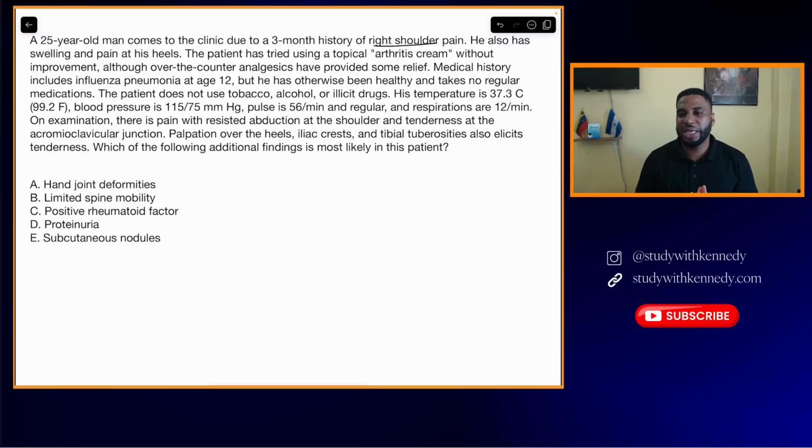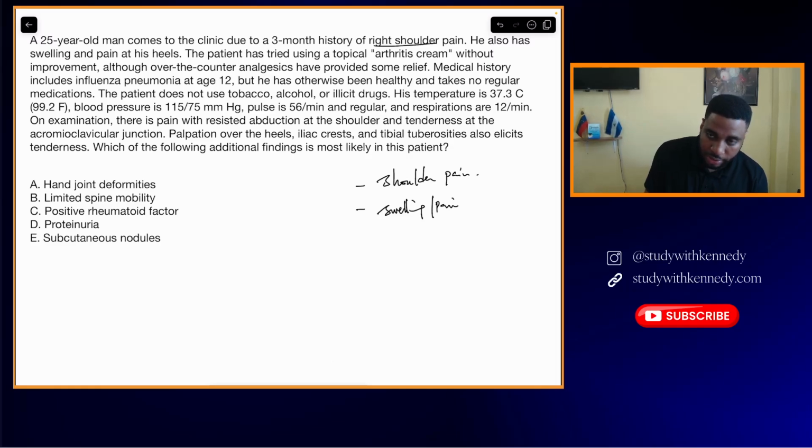He also has swelling and pain at his heels. Okay, now pause. He has shoulder pain. You were thinking to yourself, maybe he does some kind of sports, some kind of activity, something that involves him using his shoulder excessively. Maybe he slept wrong. A lot of things could be causing a person to have shoulder pain. But they also said he had swelling and pain at his heels.